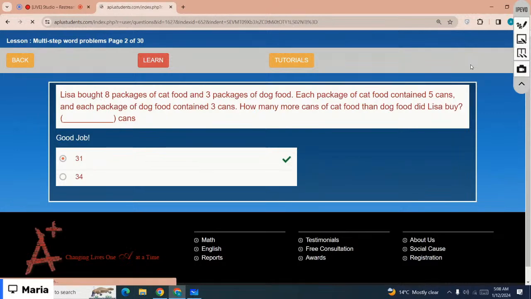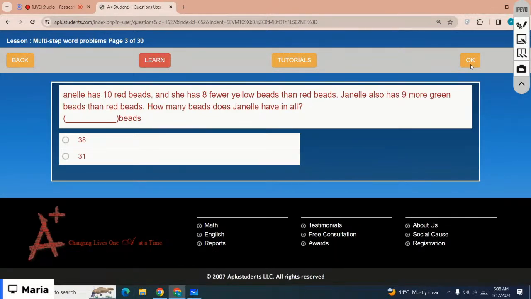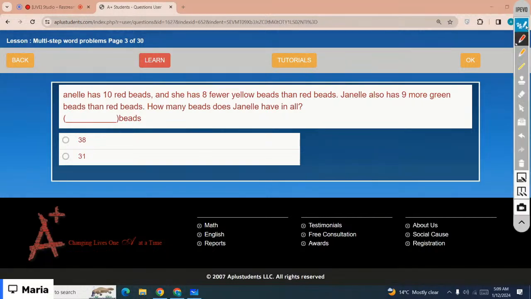The next one is: Anil has 10 red beads and she has 8 fewer yellow beads than red beads. Janelle also has 9 more green beads than red beads. How many beads does Janelle have in all? You need to calculate the total beads she has. The red beads are 10. She has 8 fewer yellow beads than red beads, so the yellow beads are 10 minus 8, which is 2.